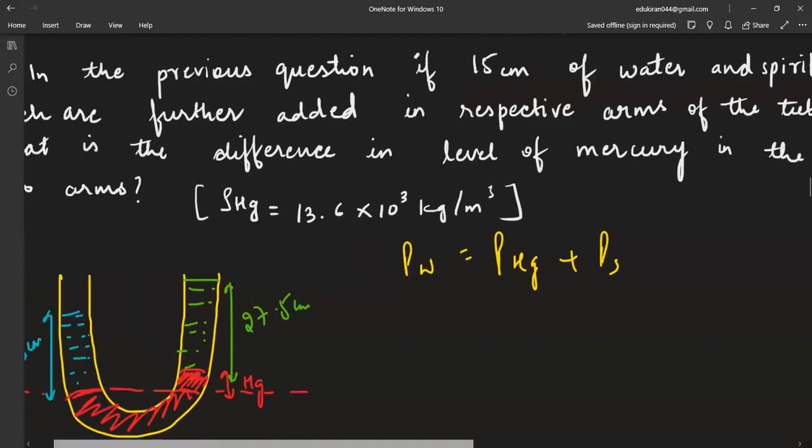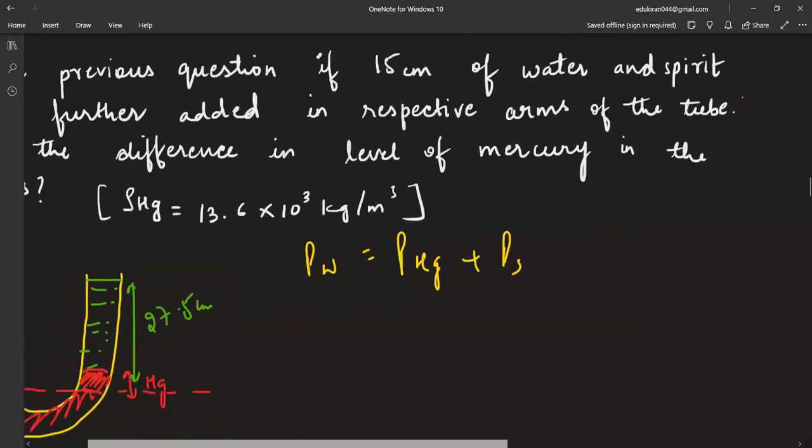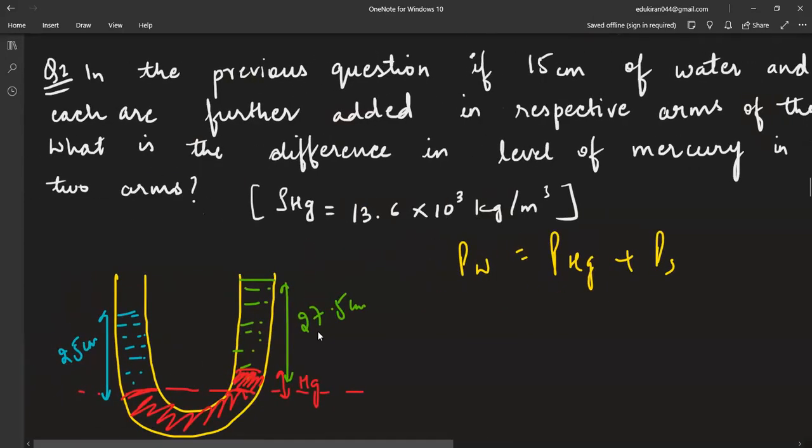Arms of the tube. What is the difference in the level of mercury in the two arms? Fine. It means this is giving you a hint that the level of mercury has risen somewhere. Now the question is whether this will rise towards here or towards here. Pressure is directly proportional to the height of the liquid column. So wherever the height will be more, there the inclination of mercury will be. If the inclination of mercury is by chance occurring on the opposite side, that will be mentioned in the question.